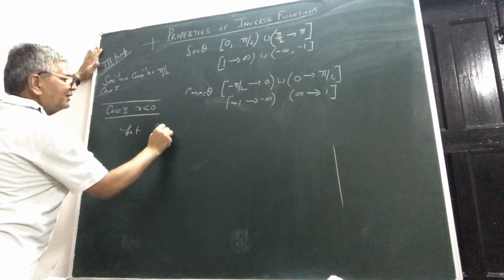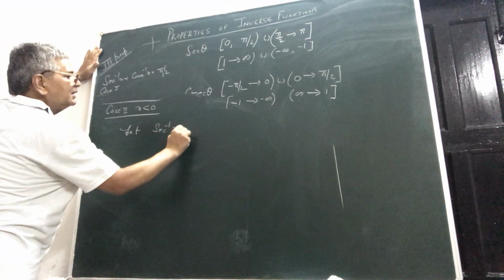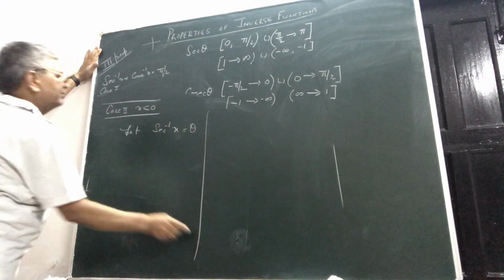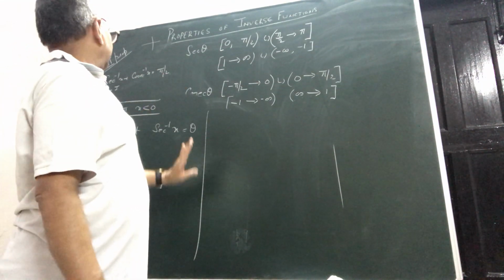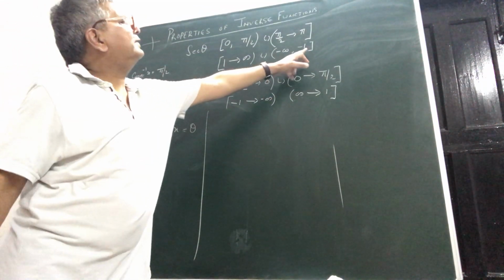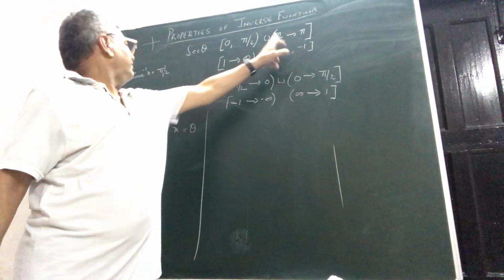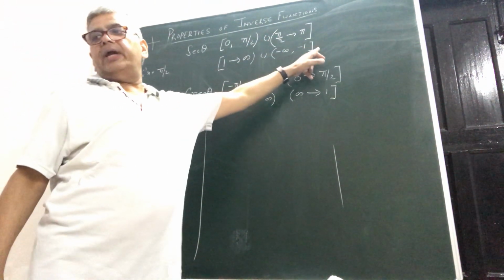Let sec inverse x is equal to theta. Do write there all these things. And x is negative. Please see, sec inverse x is negative means it will lie here. And then theta will lie where? Between pi by 2 and pi.